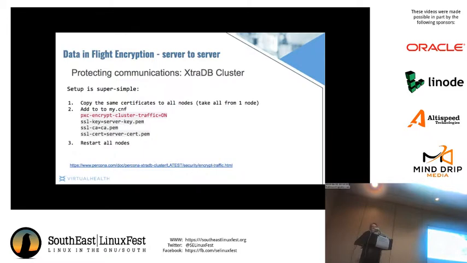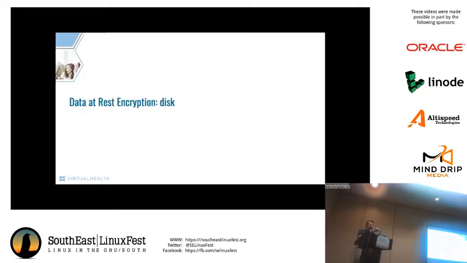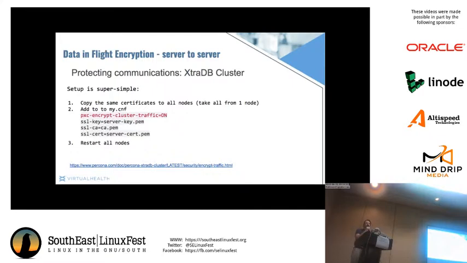So the good news is there is a single variable that will enable encryption for all communication in the cluster. It's called pxc_encrypt_cluster_traffic. We will also need to copy the keys. The reason for that is that MySQL 5.7 plus by default will generate the keys, but it will generate them separately on all three nodes. For this to work, we'll need to have the keys be the same. So what we'll need to do is take one node, take those generated keys, copy them over to all three nodes, and then set pxc_encrypt_cluster_traffic and restart all nodes. So this is how we protect communications in MySQL. Any questions?